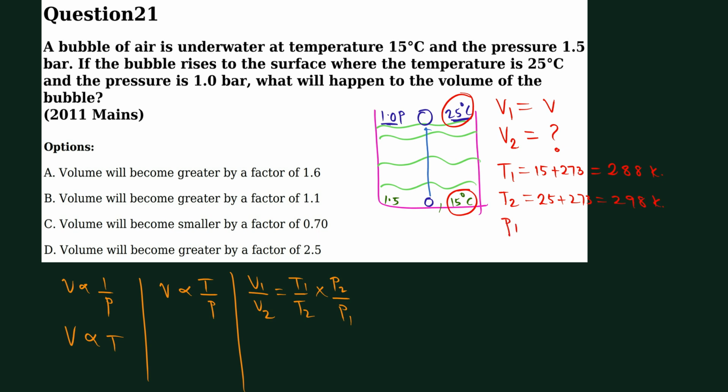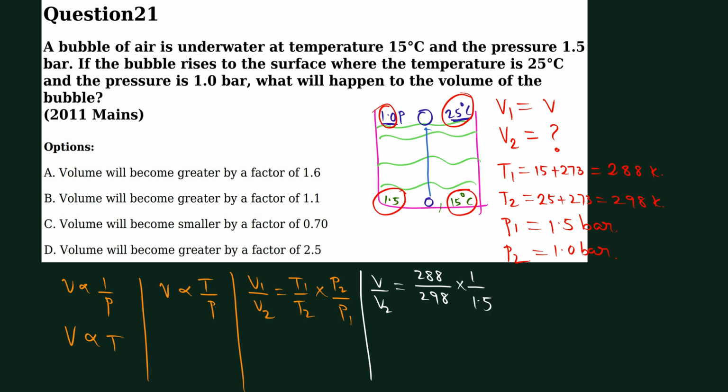And the pressure inside the water, under the water, how much is it? 1.5 bar. And when it rises to the surface, the pressure decreases to 1 bar. This is atmospheric pressure here. Just substitute these values here, then you will get the answer, right? Now you see, V1 by V2 means V by V2. T1 value is 288 and T2 value is 298, and P2 value is 1 and this is 1.5.